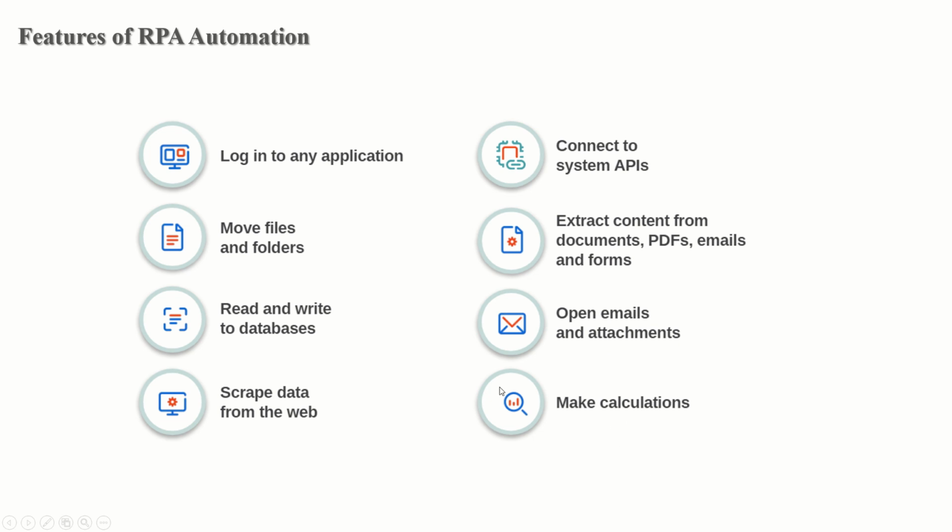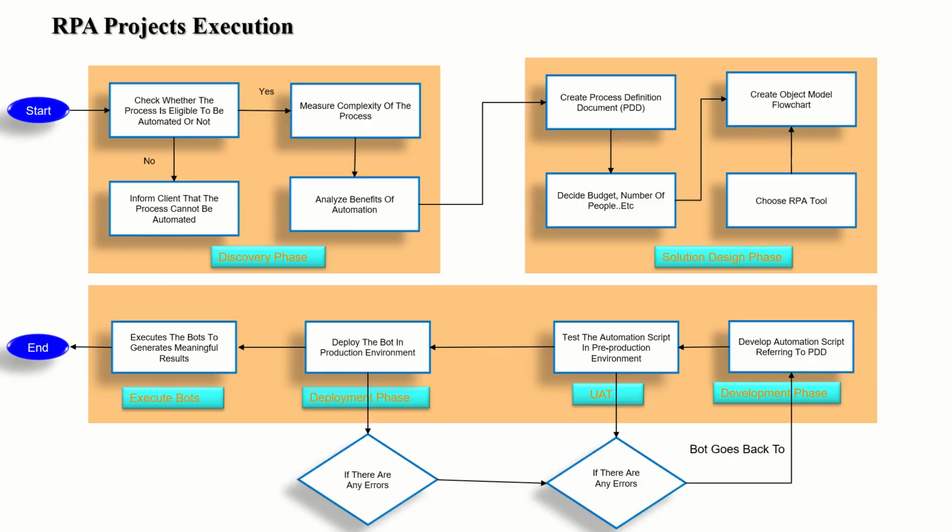Make calculations. Suppose you have any calculation part, you can do it in Excel. That also you can do by using this. So these are all the features of RPA automation. This is a very good tool to automate all the repetitive tasks. Okay, so we'll move on to the next slide.